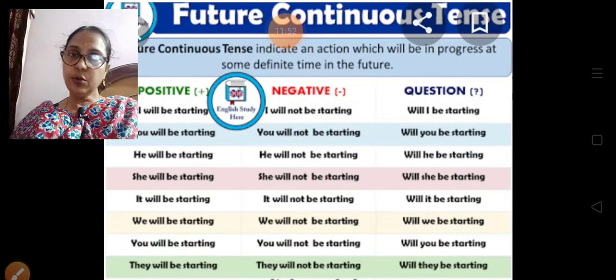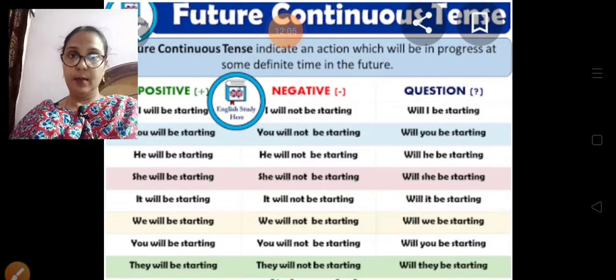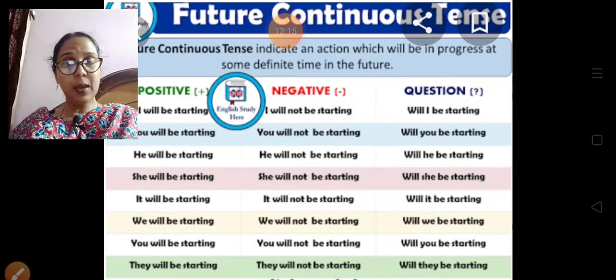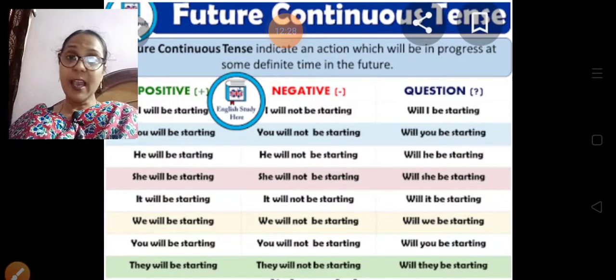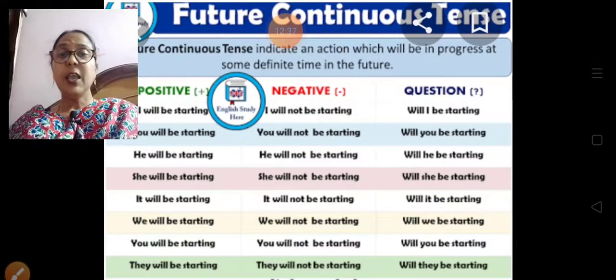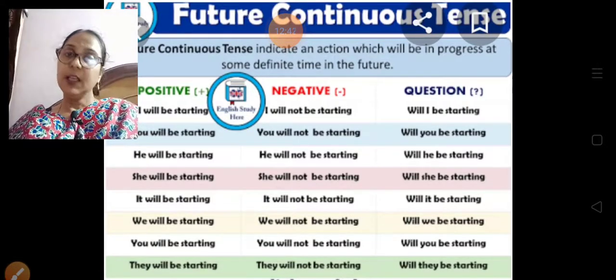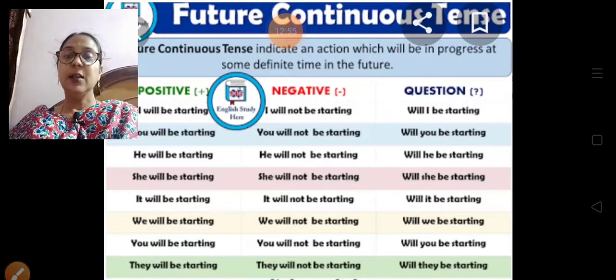Now, first of all, we should understand how to form the continuous tense in the future. So, first of all, we will add will be and shall be. That is the most important thing in the future continuous tense. Will be and shall be, because it is continuous tense, that is why we are going to use verb with ing. Why ing? Because it is continuous tense. In the present continuous tense, we have used ing. In the past continuous tense, we have already used ing. That is why in the future continuous tense, we will use verb with ing.